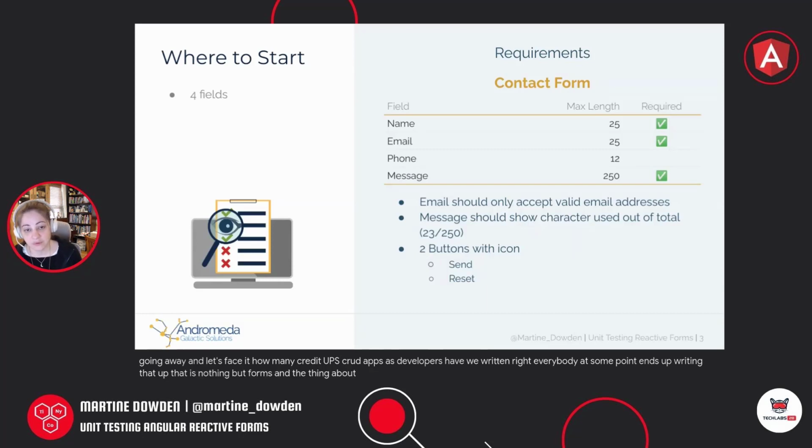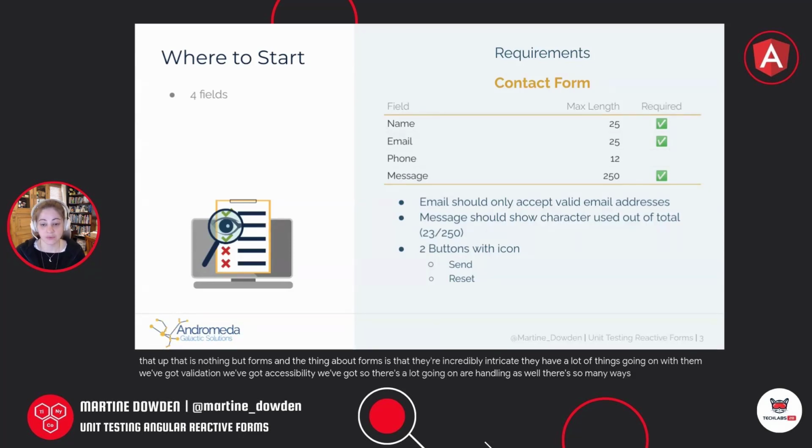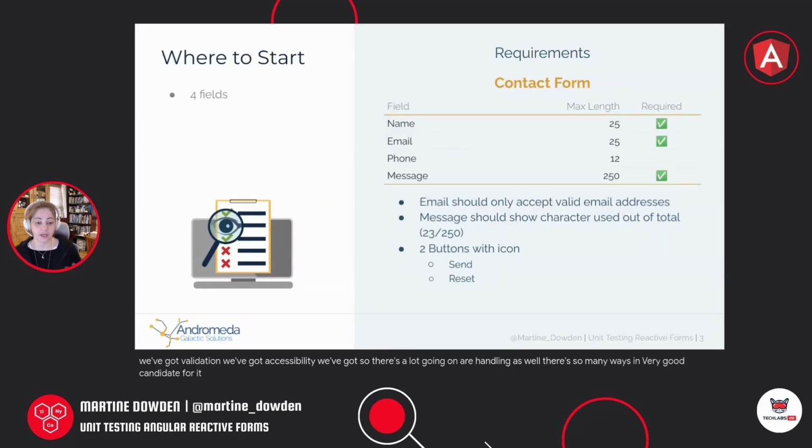And the thing about forms is that they're incredibly intricate. They have a lot of things going on with them. We've got validation, we've got accessibility, so there's a lot going on, error handling as well. There's so many ways in which a form can go bad. And so they're a very good candidate, if we're not sure where to start in our unit testing journey, for writing unit tests against them.